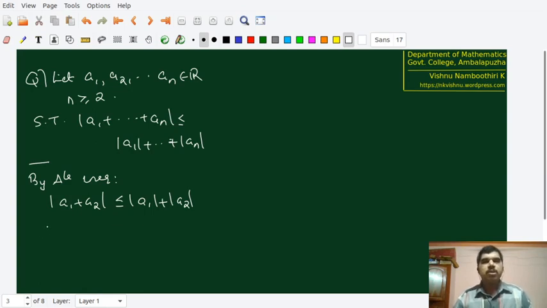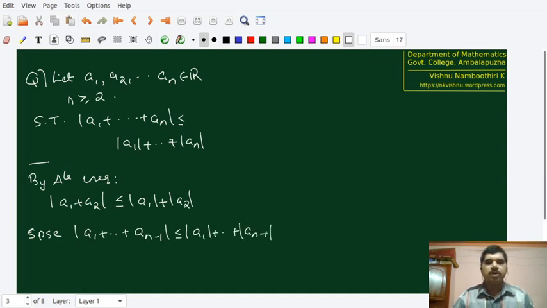Now, we are going to use mathematical induction. Suppose that the inequality is true for n minus 1 numbers. Suppose modulus of a1 plus etc. plus an minus 1 is less than or equal to modulus of a1 plus etc. plus modulus of an minus 1. Now we have to show that, assuming this, modulus of a1 plus etc. plus an is less than or equal to mod a1 plus etc. plus mod an. This is what we have to show.